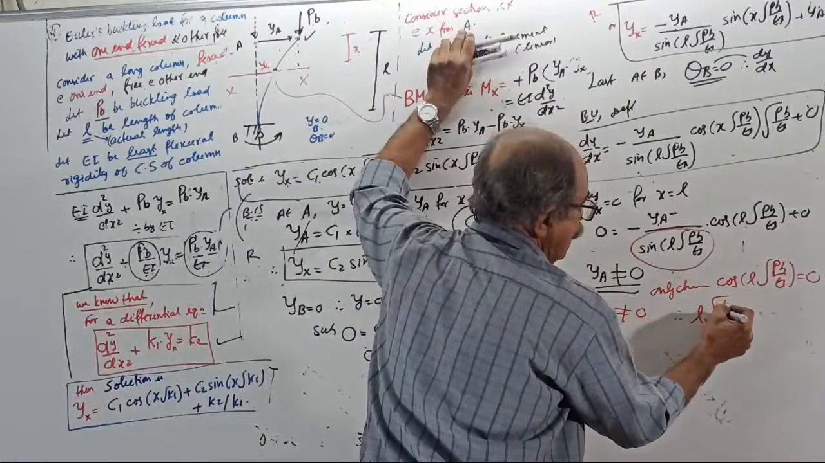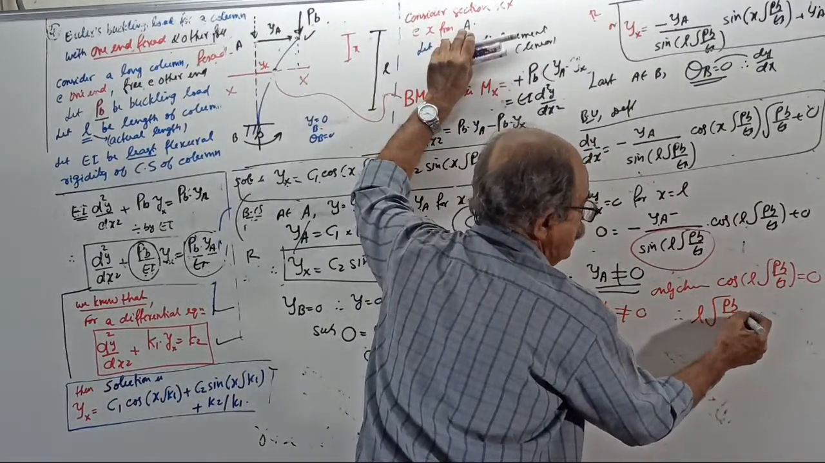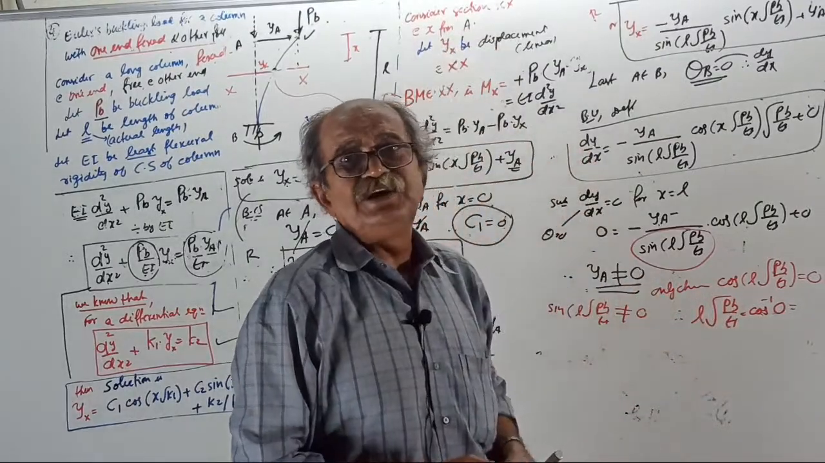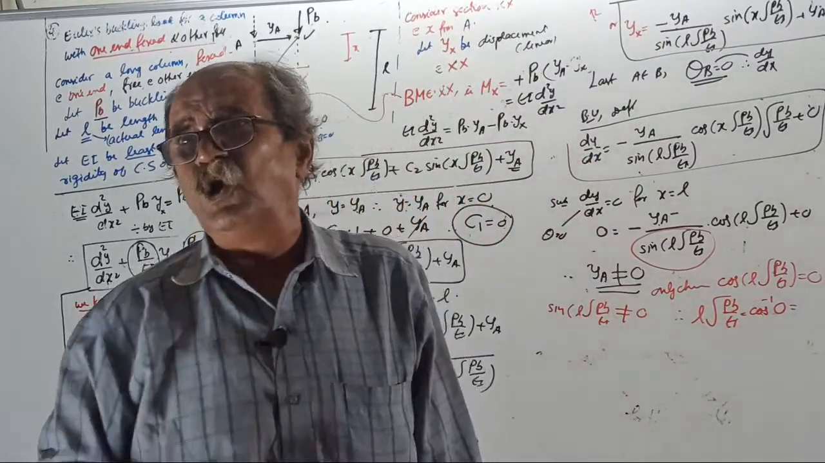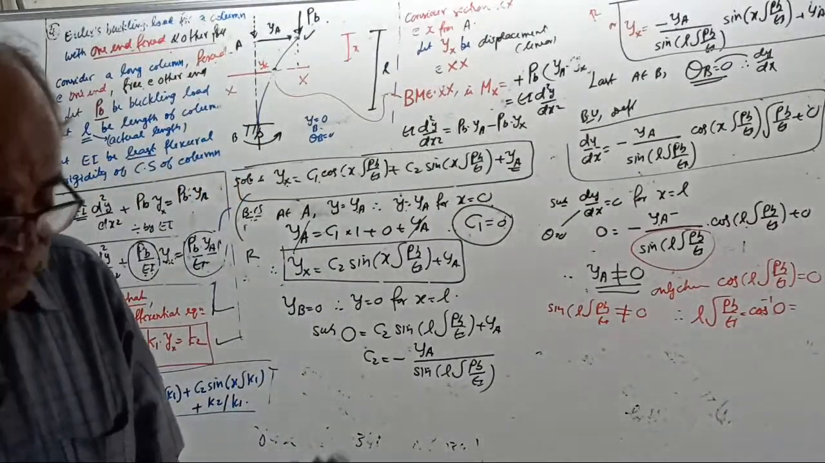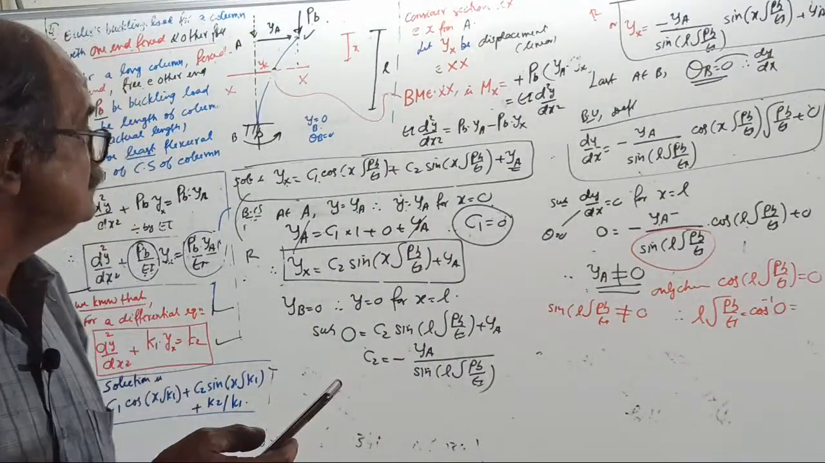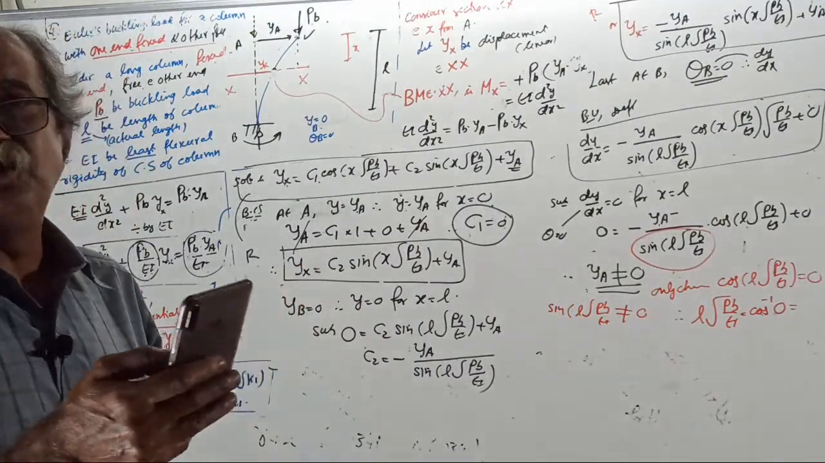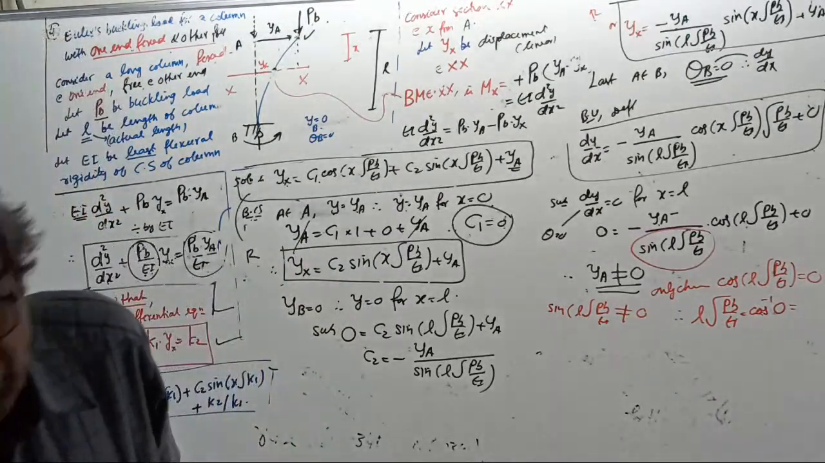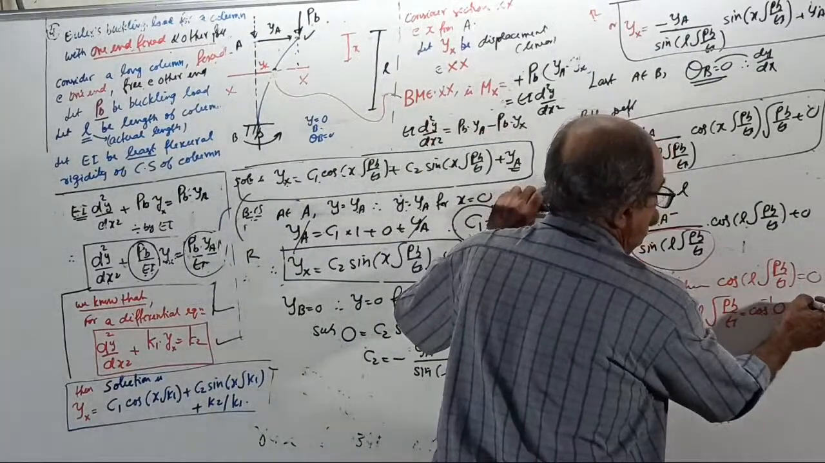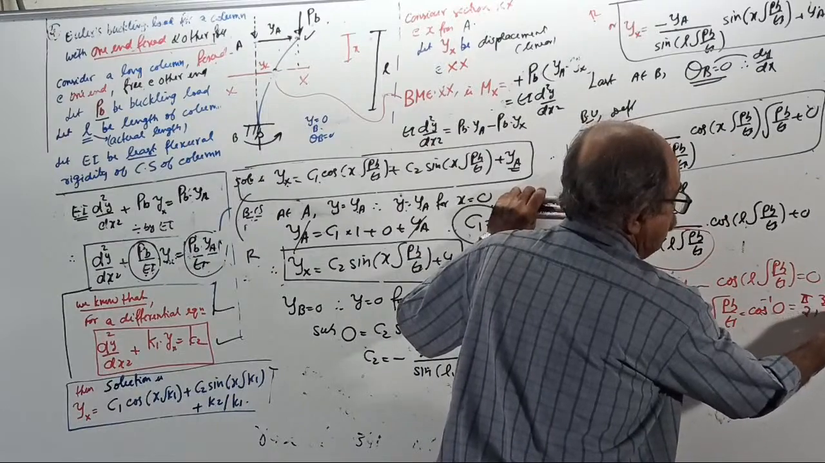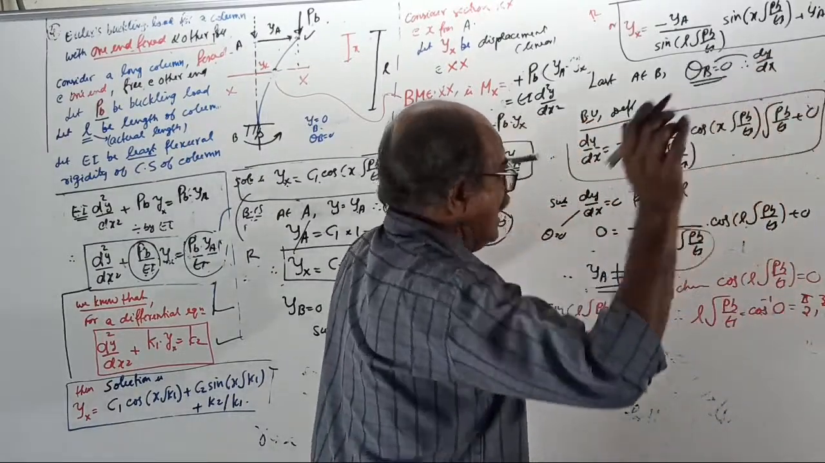Therefore L√(PB/EI) equals cos inverse 0. Tell me, cos inverse 0. Cos 0 is not 0, cos 0 is 1. First cos is 0 for what value? 90 degrees, but you should not write that. Pi by 2, 3 pi by 2, 5 pi by 2, etc.